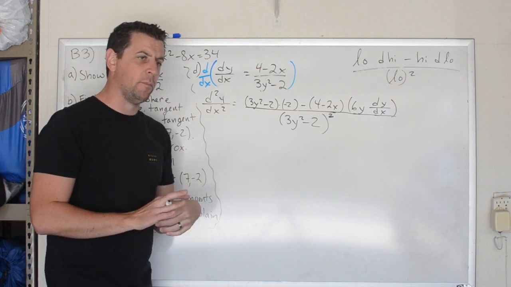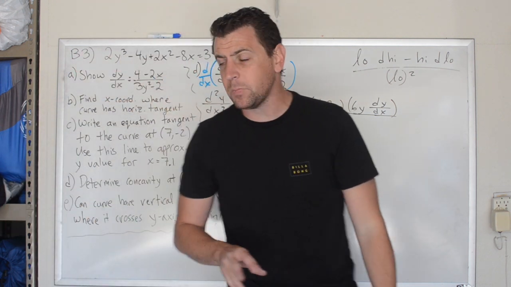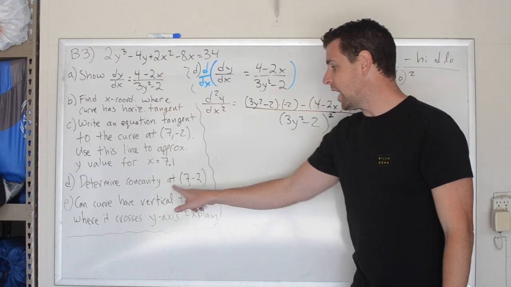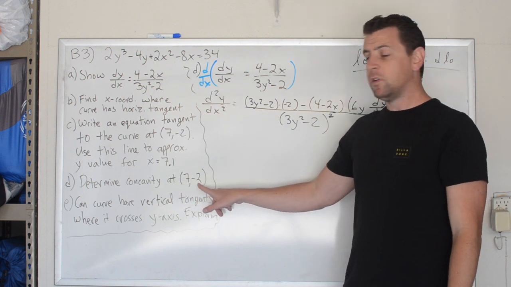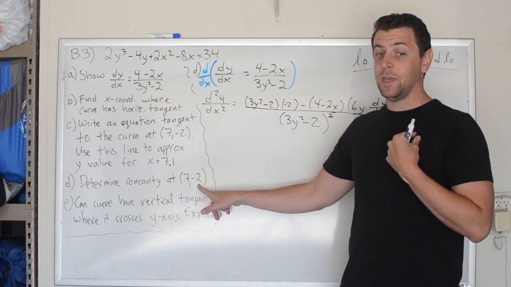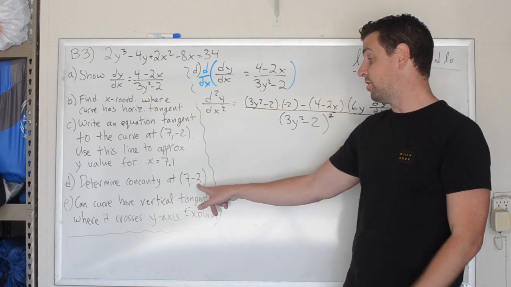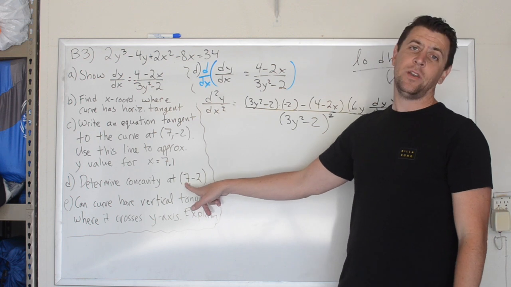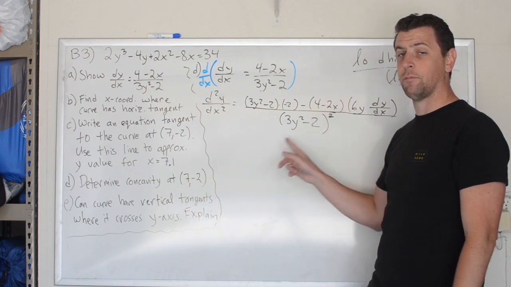So I'm going to go back to the problem and ask them what do they want me to do. They wanted me to determine the concavity at (7, -2), which means I need to put in 7 for x and -2 for y. So if you're like me, I think it's a lot easier just to substitute in an x value of 7 and a y value of -2 into this problem.